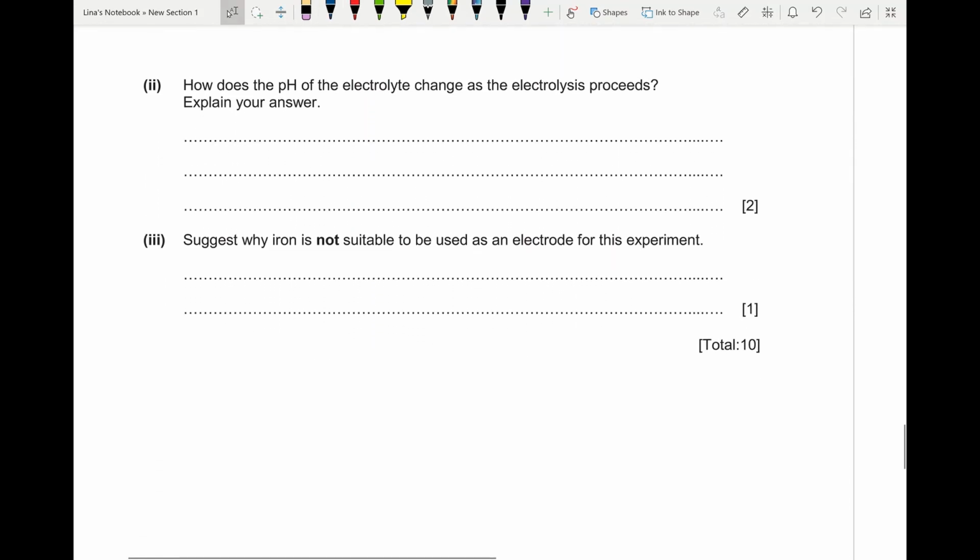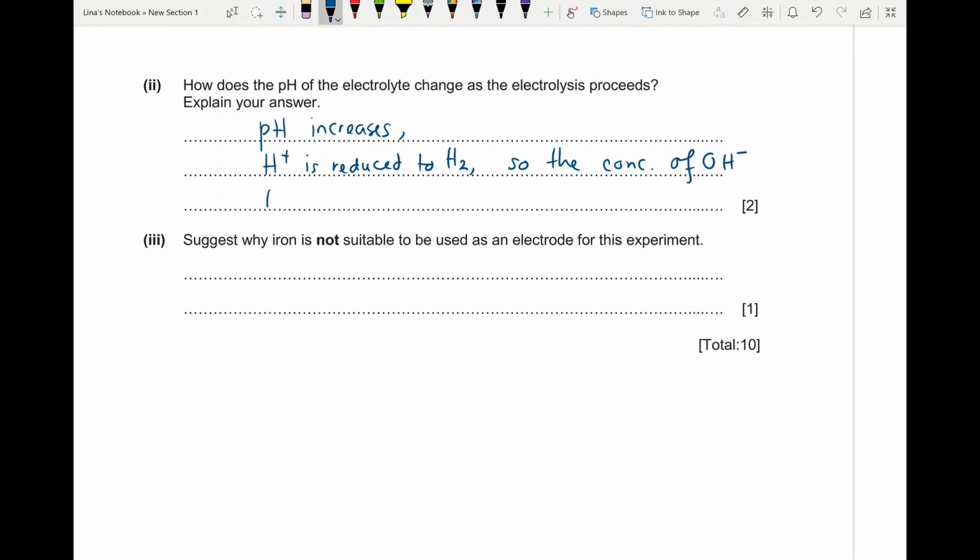All right, so how does the pH of the electrolyte change? The pH increases, and it's because hydrogen ion is reduced to hydrogen gas. So the concentration of hydroxide ion is now larger than the concentration of hydrogen ion.